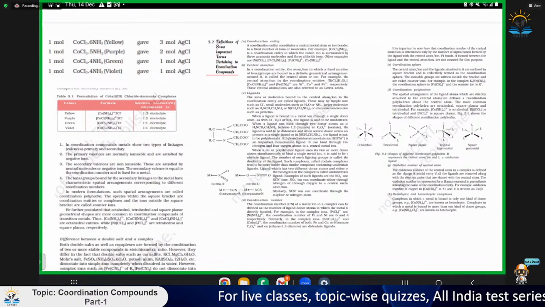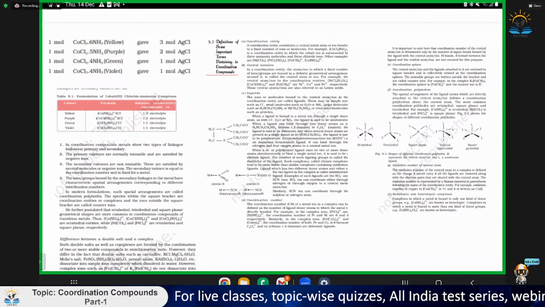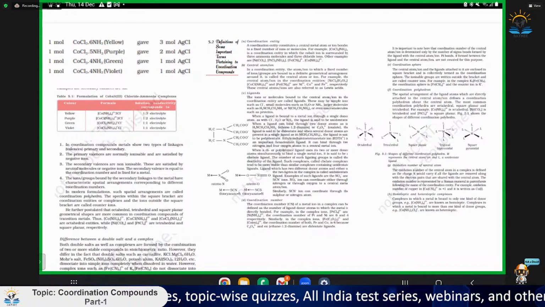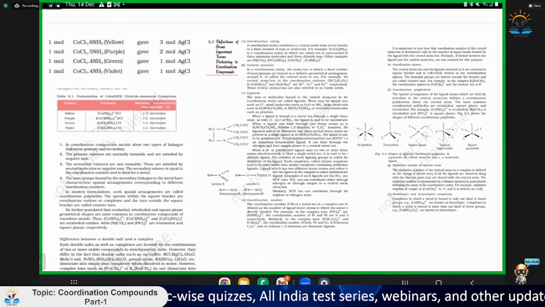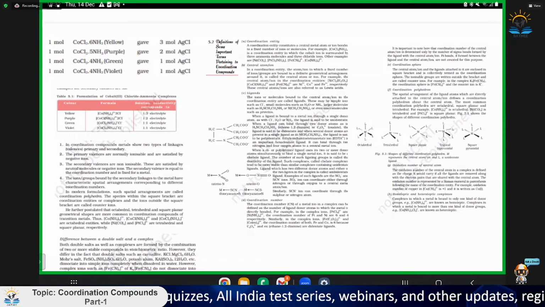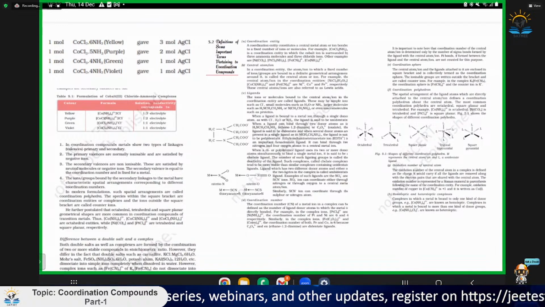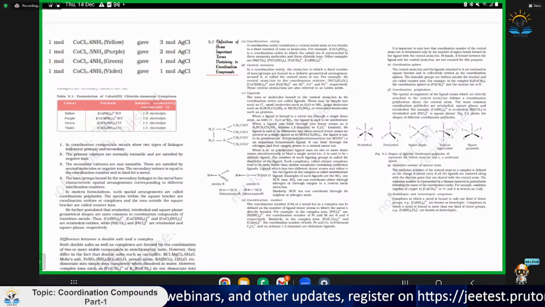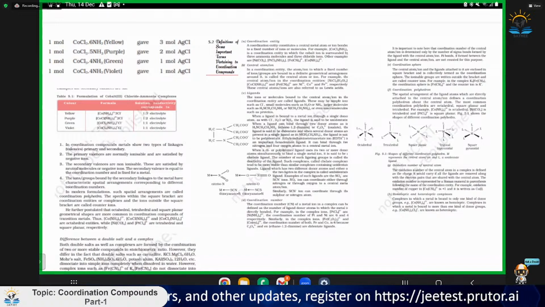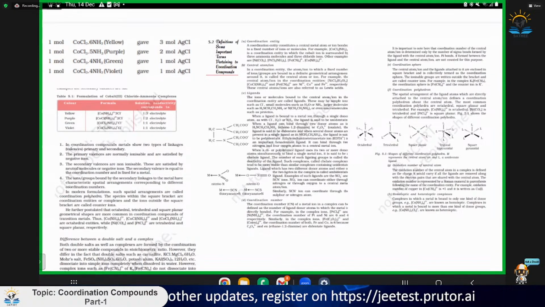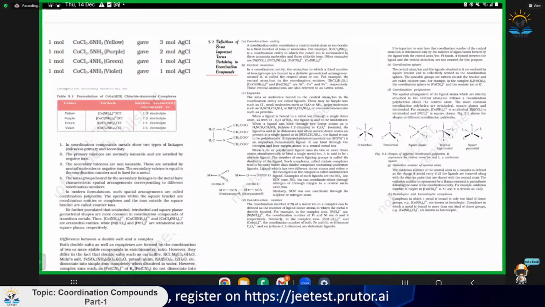Metals show 2 types of linkages, primary and secondary. The primary valencies are normally ionizable and are satisfied by negative ions. So the primary valency is your counter ion, and your ligand can also contribute to the primary valency. Your secondary valencies are non-ionizable. Basically, these are your ligands, satisfied by neutral molecules or negative ions. The secondary valence is equal to the coordination number, and it is fixed for a metal.